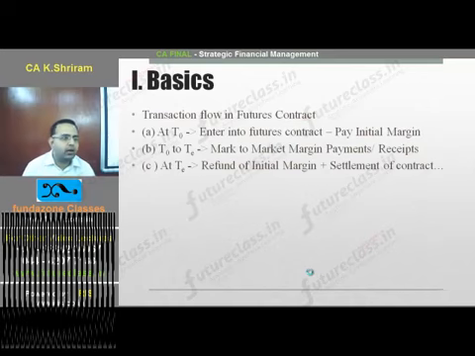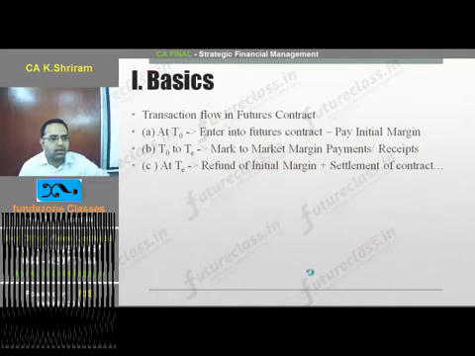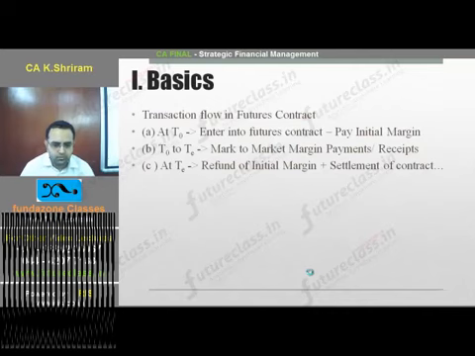That's why the entire future trading is called margin trading. We trade only in margins. We keep a 10 lakh margin and then we trade for 50 lakhs. 50 lakhs plus or minus whatever you get, that gets adjusted in this 10 lakhs. Refund of initial margin plus settlement of a contract.